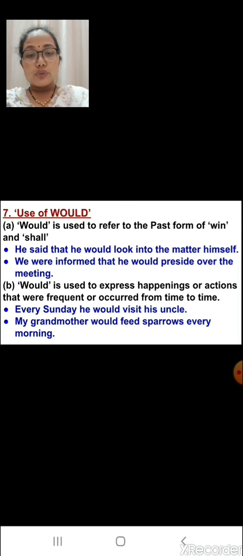Would is used to express happenings or actions that were frequent or occurred from time to time. For example, every Sunday he would visit his uncle. My grandmother would feed sparrows every morning.